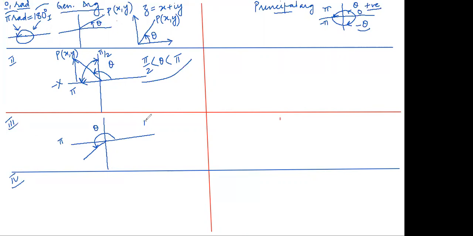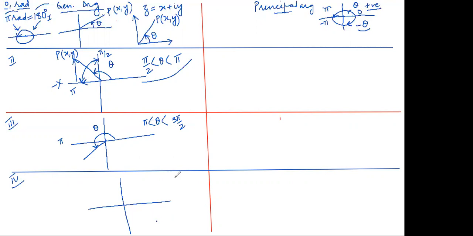So write the smaller limit first. Then what is this angle? Pi by 2, pi by 2, pi by 2. You can say 3 pi by 2, right? Theta in the middle. So theta is greater than pi, less than 3 pi by 2. That's all. It's finished.